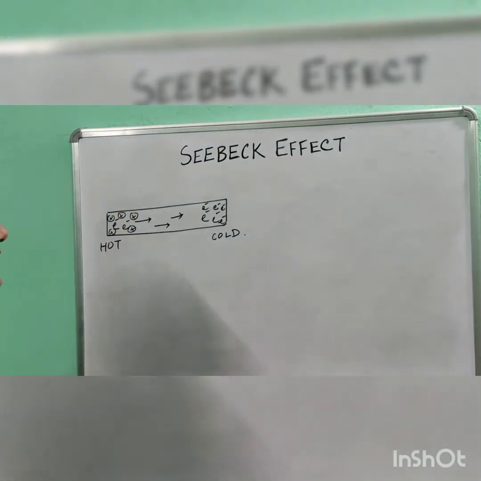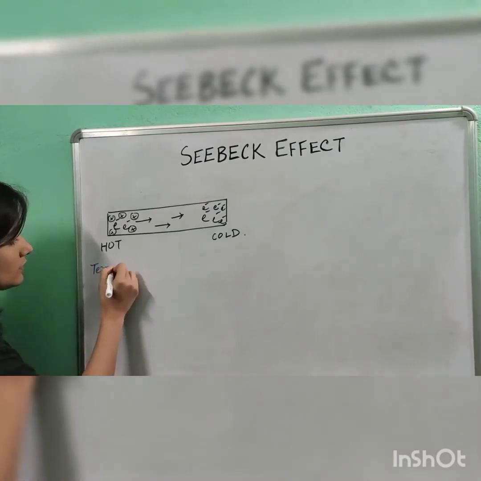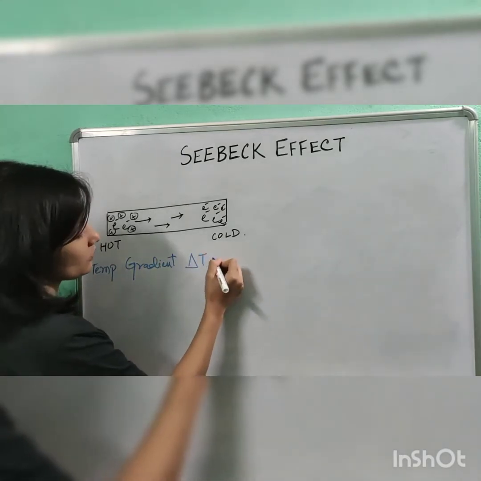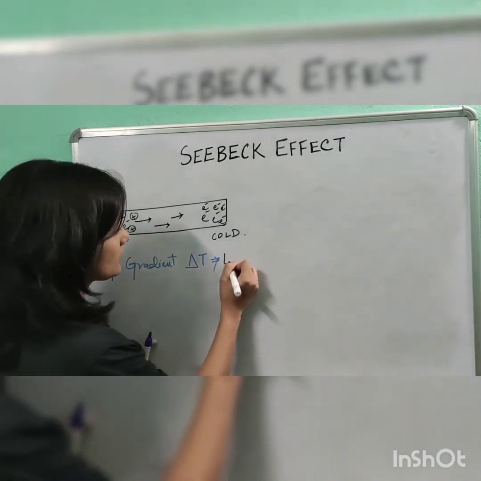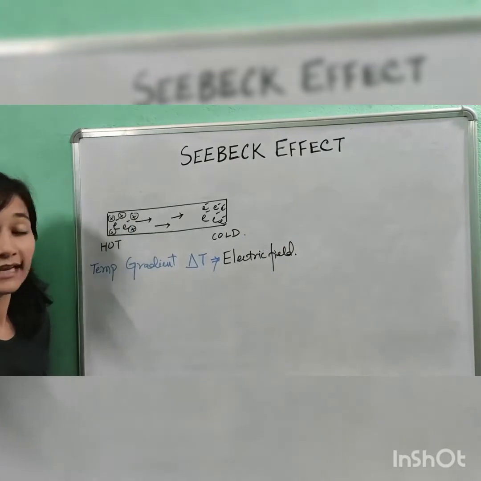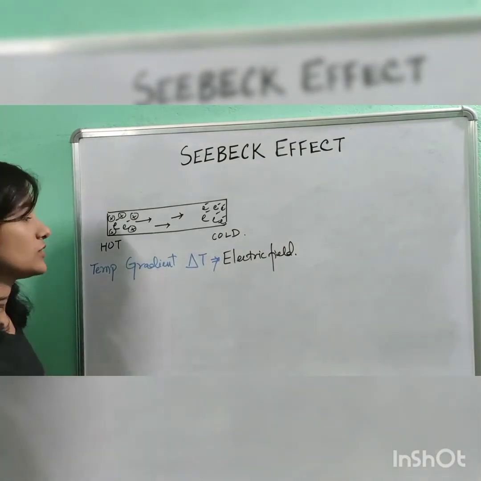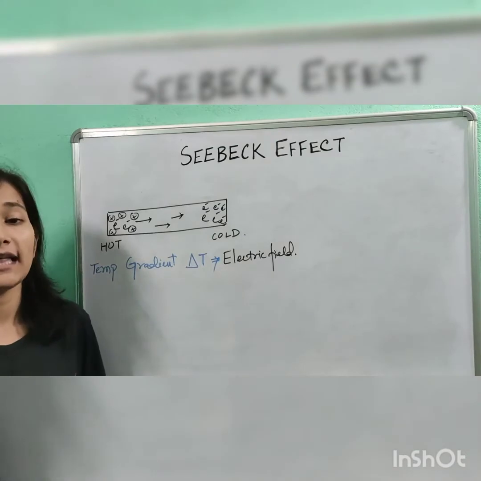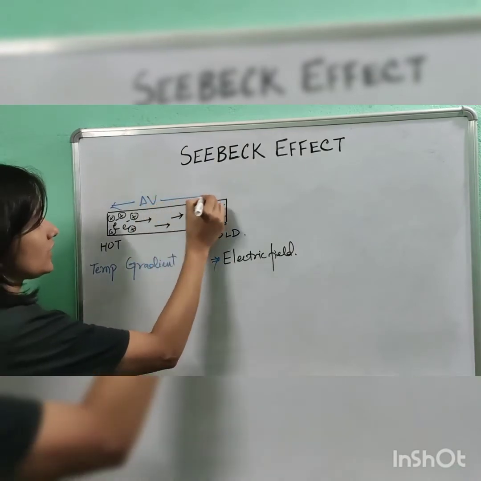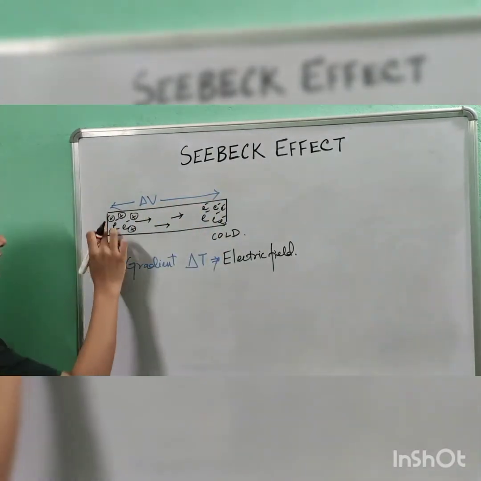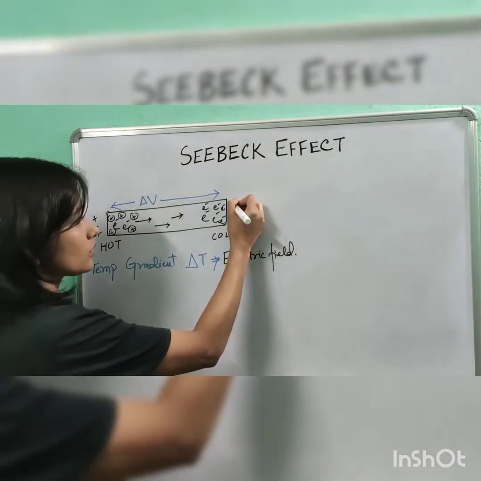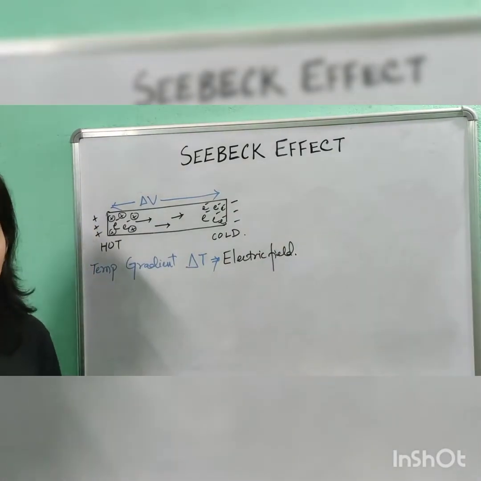So this temperature gradient delta T will result in the generation of an electric field, and that electric field will oppose the further movement of electrons from the hot towards the cold region. This will lead to development of a voltage delta V across the two ends of the metal, here the aluminum rod, with the hot region at positive potential and the cold region at negative potential.